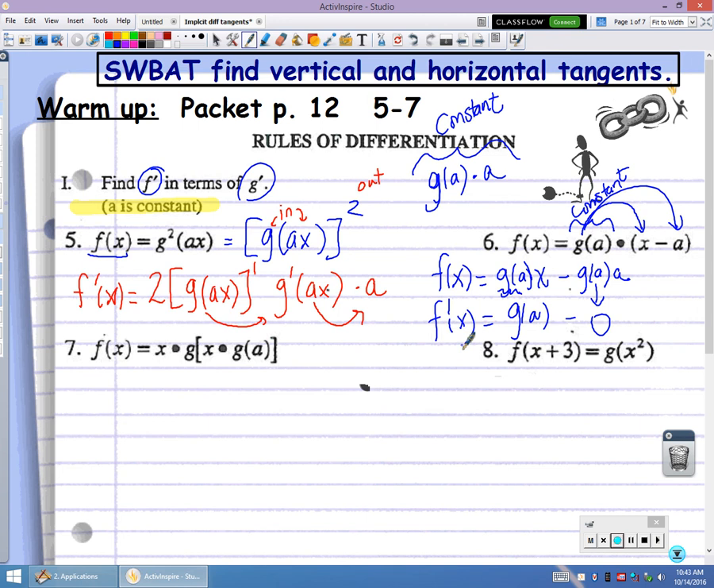Problem number 7. In problem number 7, we have a product. So we're going to need to apply the product rule. Here we go. The first function is x multiplied by the derivative of the second function. The derivative of the second function, let me clear that up a little bit. Sometimes this pen wants to connect things. So the first function is x, the derivative of the second.